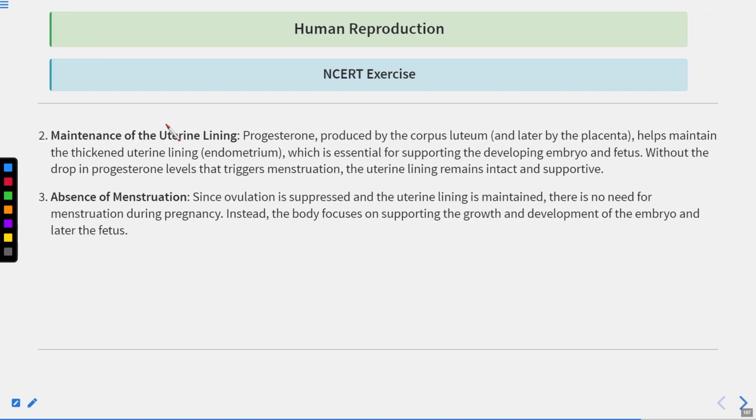Now, maintenance of the uterine lining. Progesterone is produced by the corpus luteum and later by the placenta. So the placenta is also secreting progesterone. And what is the role of progesterone? Maintenance of the uterine wall, the endometrium. This helps maintain the thickened uterine lining, which is essential for supporting the developing embryo and the fetus. Without the drop in progesterone levels that triggers menstruation, the uterine lining remains intact and supportive.